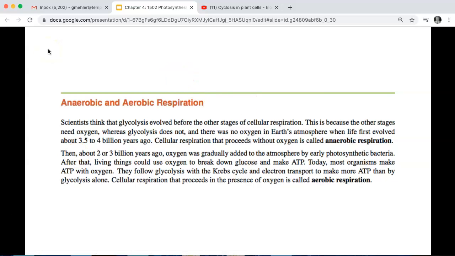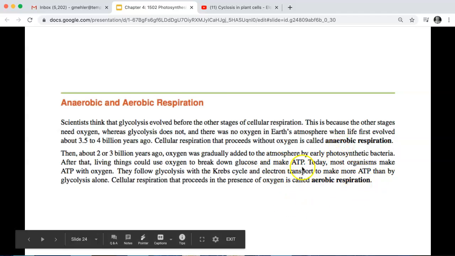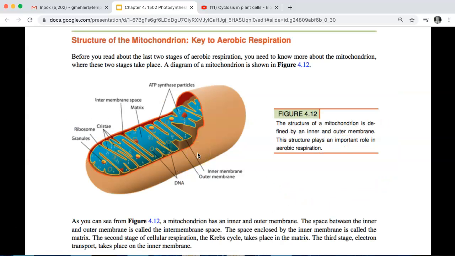On this page, we begin to talk about anaerobic and aerobic respiration. This is a really interesting idea. Scientists think that glycolysis evolved before cell respiration. That's because the other stages need oxygen, and oxygen did not exist in the Earth's atmosphere about 3.5 to 4 billion years ago. So cell respiration that proceeds without oxygen is called anaerobic. If it needs oxygen, it's called aerobic. So please read these carefully.